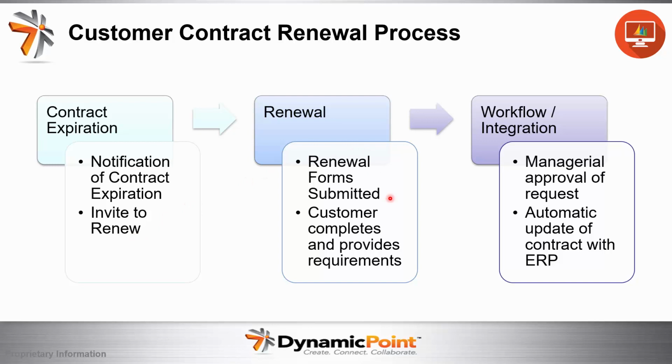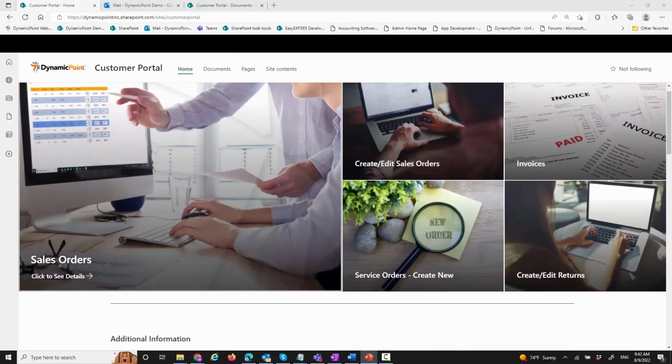The renewal process. So we want our customer to log on and fill out the required forms and renew, or whatever is required for the renewal process. And then lastly, we are going to have a managerial approval of that request as well as automatic update of any details in the ERP application for the contract that has just been renewed. So those are the steps we're going to go through today. It should be pretty quick.